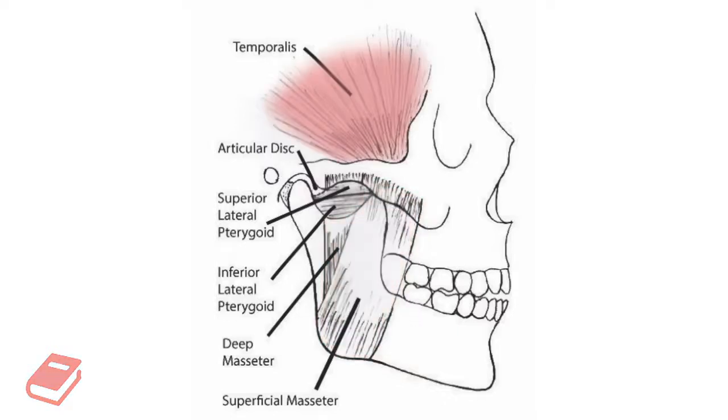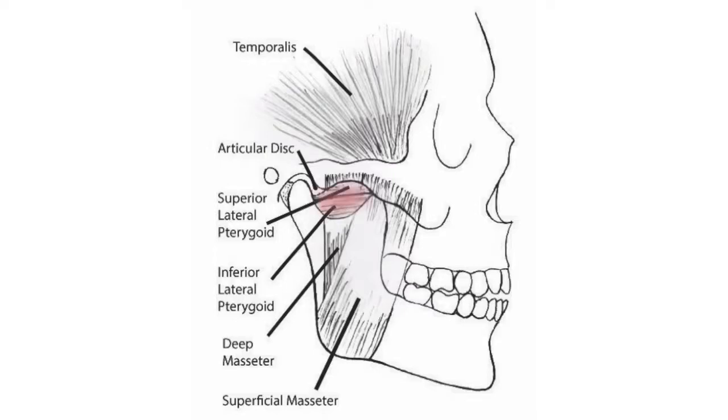The temporalis elevates and retrudes the mandible. It coordinates and positions during closing movements. The medial pterygoid muscle attaches from the sphenoid bone to the angle of the mandible. This muscle elevates and protrudes the mandible, and it forms a sling around the angle of the mandible.